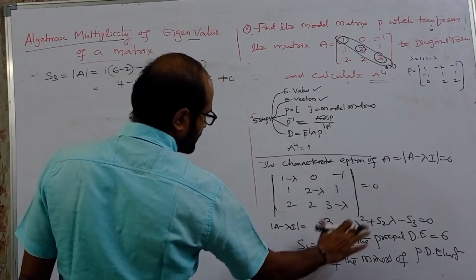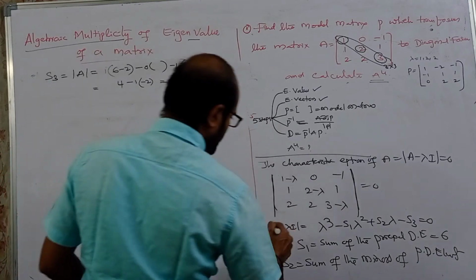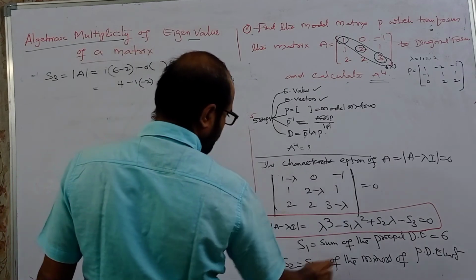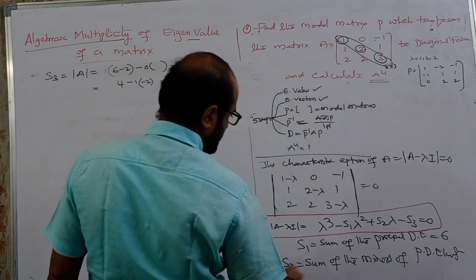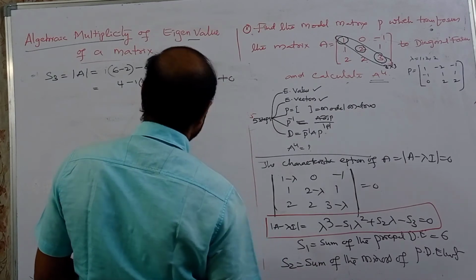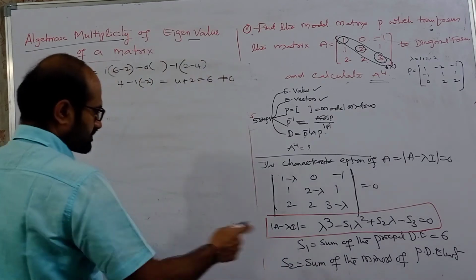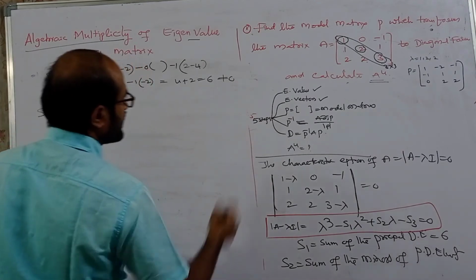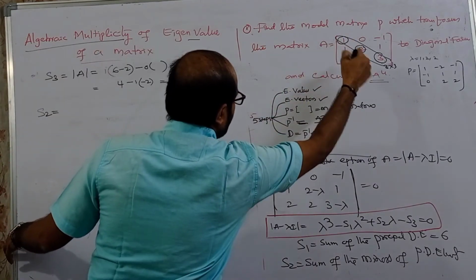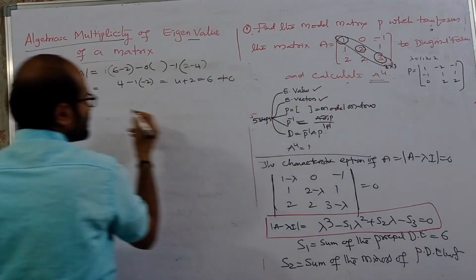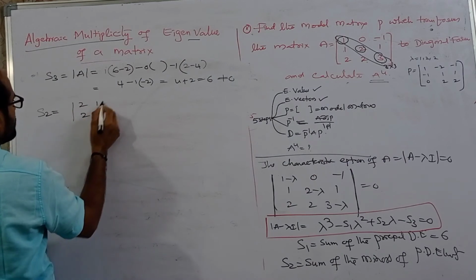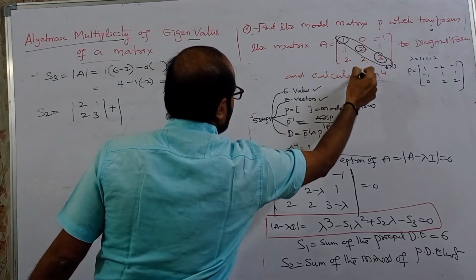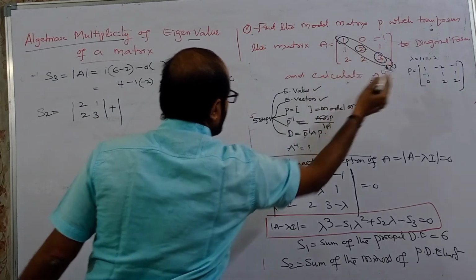So now A minus lambda I equal to 0. Since it is a 3 by 3 matrix, I have this formula: lambda cube minus S1 lambda square plus S2 lambda minus S3 equal to 0. S1 is the sum of the principal diagonal elements, S2 is the sum of the minors, and S3 is this. So we need to find S2. S2 is the sum of the minors of the principal diagonal. What is the first minor? Eliminate this row and column: 2, 1, 2, 3. Plus the second minor, eliminate this column and row: 1, minus 1, 2, 3.